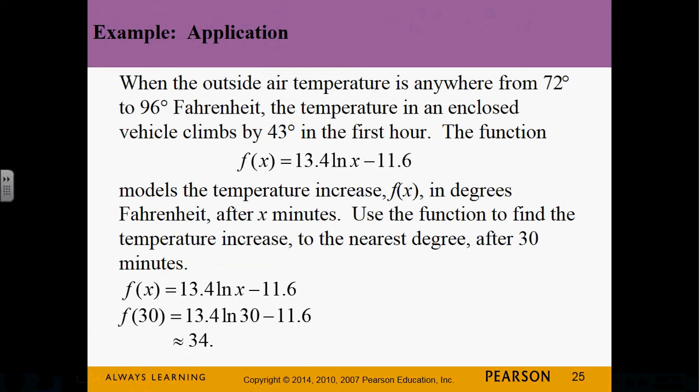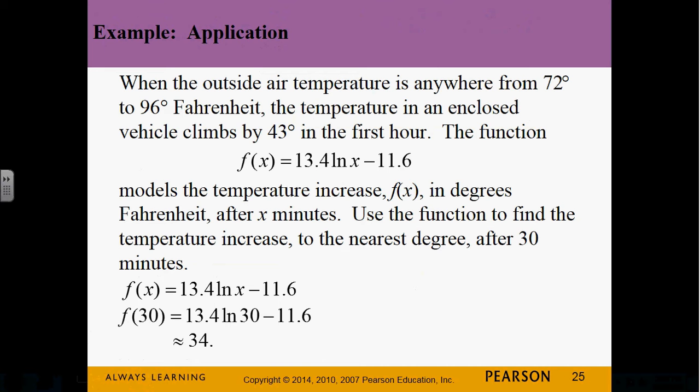So if you've got a 95 degree ambient temperature outside, you lock your door, walk away, come back in half an hour, you're looking at 129 degrees in your car. I don't know how true that is, but it sounds about right. Yeah, it can. And whether you've got a nice shade, you know.